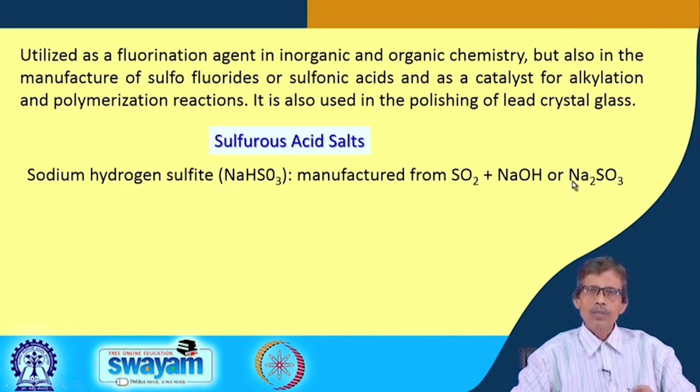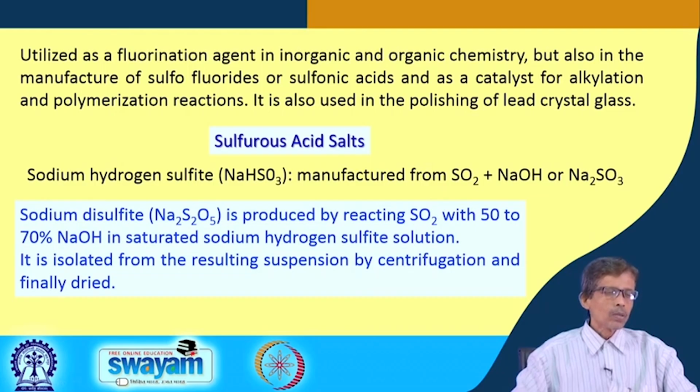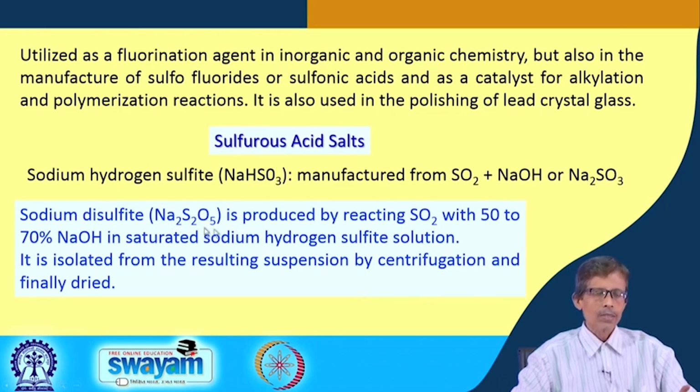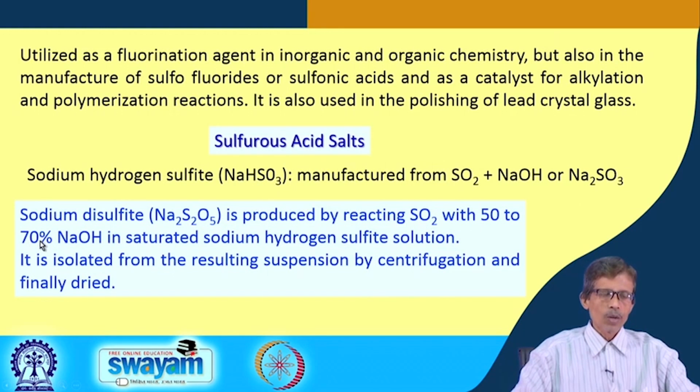We can get it from simple sodium sulfite or the direct reaction of sulfur dioxide with sodium hydroxide, or we can also produce this type of salt, the sodium disulfite is Na2S2O5, not A5. O5 is also another category, but the first thing what we can go like that sodium disulfite or sodium thiosulfate we consider, and disulfite is also, if we consider, that some more number of oxygen groups are attached to it, is produced also by reacting sulfur dioxide with 50 to 70% of NaOH in saturated sodium hydrogen sulfite solution.